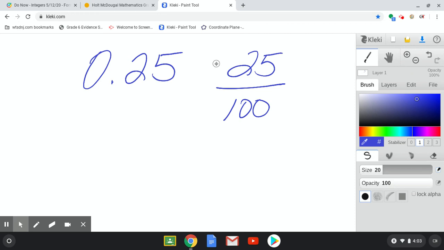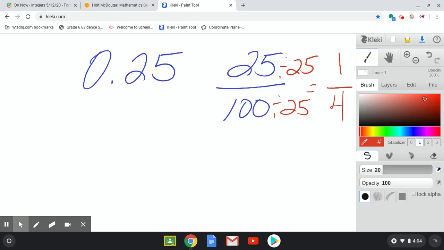So I took that and I wrote that in fraction form. But then if you notice, this can definitely be simplified down. When we have 25 and 100, the easiest thing to do, think of money, think of quarters, we can divide both of these by 25. And this would simplify down to 25 divided by 25 is 1. 100 divided by 25 is 4. So that would simplify down to 1/4.